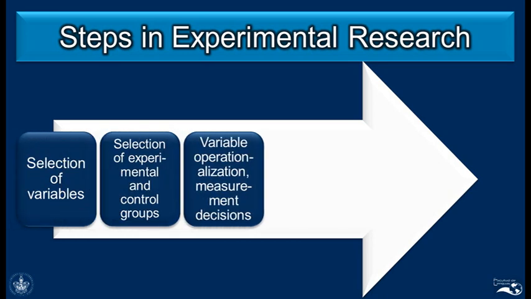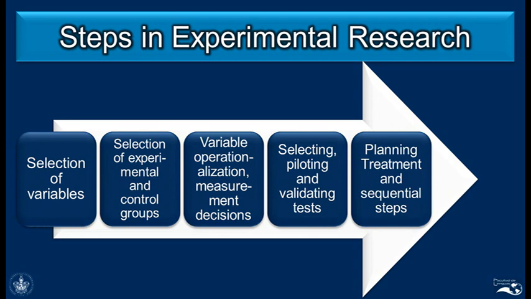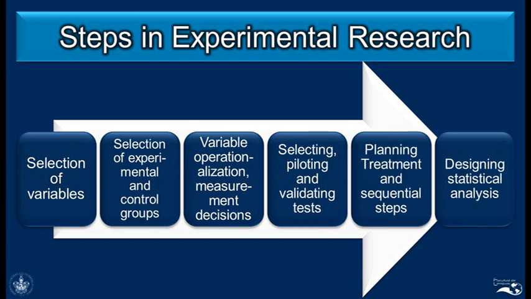Now third, we need to operationalize our variables, right? We need to make measurement decisions about the kind of instruments that are going to be used for the experiment, and this involves selecting, piloting, and validating our tests. The next step will be to plan the treatment and the sequential steps that we're going to follow. And then obviously also to plan the design of our statistical analysis. We're going to see what kind of descriptive statistics we're going to use and what kind of inferential statistics we're going to use.